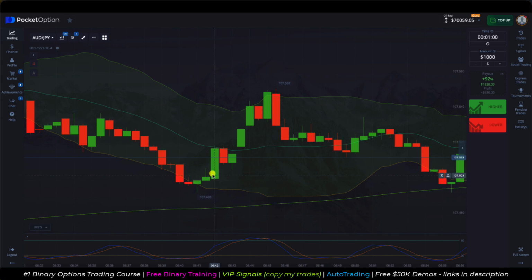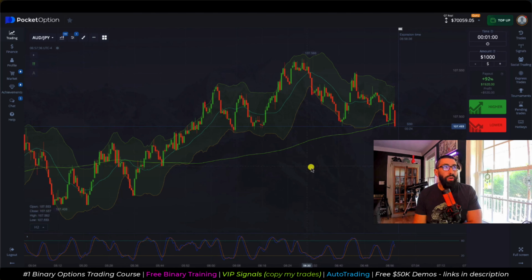1, 2, this would have been a profitable 1-minute buy. Now, the 200 moving average comes into play to help you identify what type of trend you're in. If price is above your 200 moving average, you're in a buyer's market, so you should only be looking for buy trades. If price is below the 200 moving average, you're in a seller's market, so in these areas, you should only be looking for sell trades.